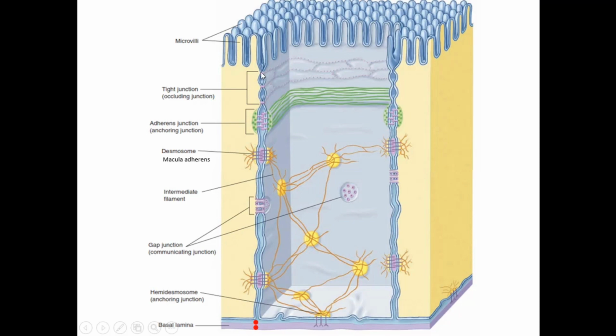Usually we have a tight junction in the apical part of cells. We said the tight junctions seal between the two epithelial cells, the paracellular pathway. You can see here, for example, molecules that want to pass through the paracellular space.